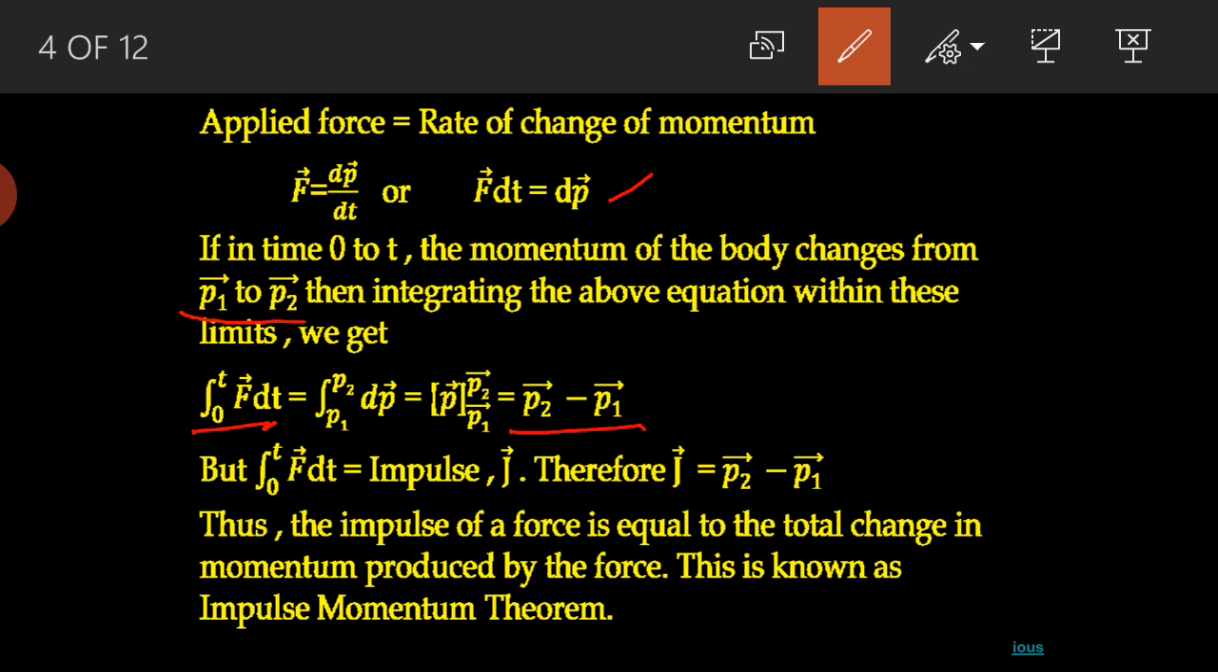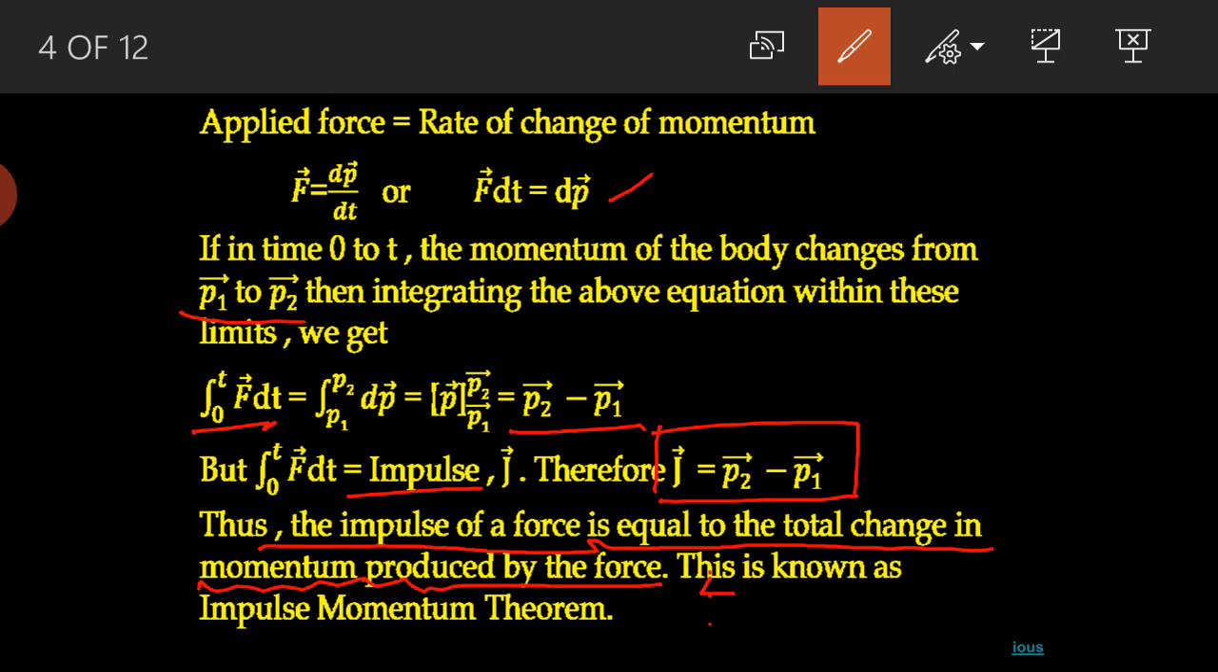But the integration of F vector and dt from 0 to t is termed as impulse. So what we get finally, J vector is equal to p2 vector minus p1 vector. Thus, the impulse of a force is equal to the total change in momentum produced by the force. This is known as the impulse momentum theorem.